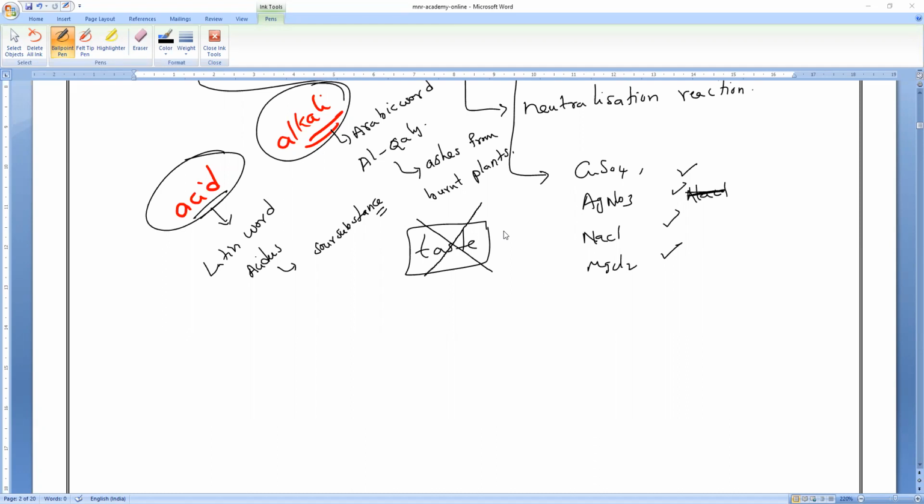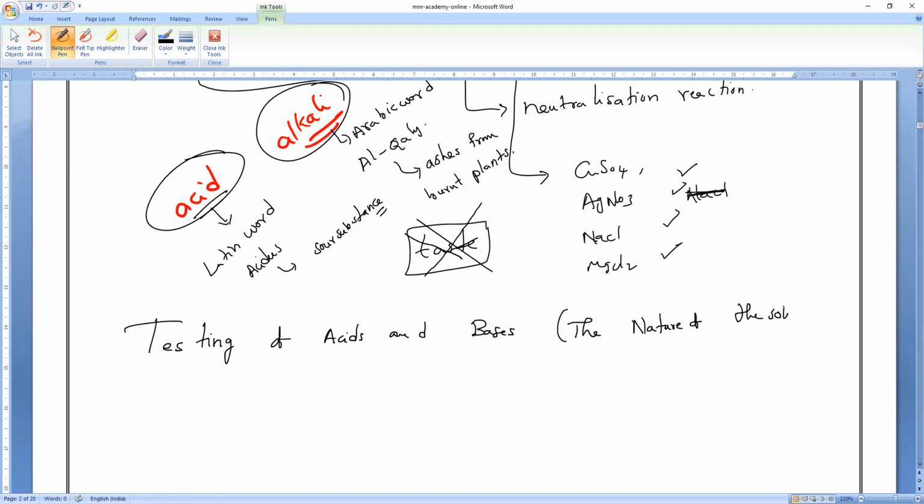Anyone having any doubt? Please let me know. Understand, Mr. Arun? All of you? So let us see the concept we are going to study: testing of acids and bases, that is, the nature of the solutions. All of you make it the next heading: testing of acids as well as bases. But we are not supposed to prefer which method? Tasting. That is what we are going to see, the nature of the solutions.